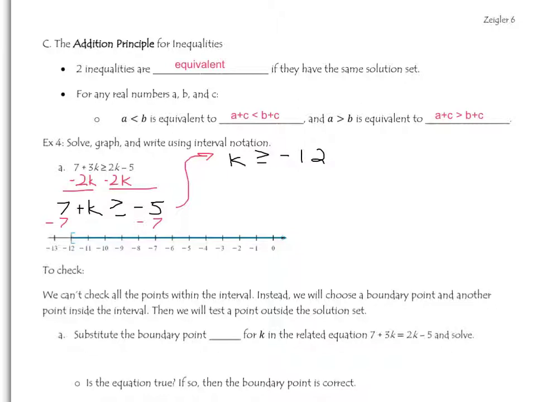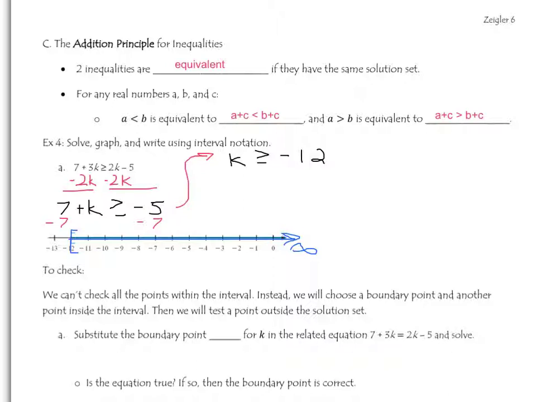Now let's draw that on a number line. Let's find negative 12, and we have this equal component, so we know we're going to be using brackets. So let's find negative 12, and it's over here. So we put a bracket there, and k is greater than that as well as equal to that, so k goes off to the right till infinity. And that's our graph. That's our solution set in graph form.